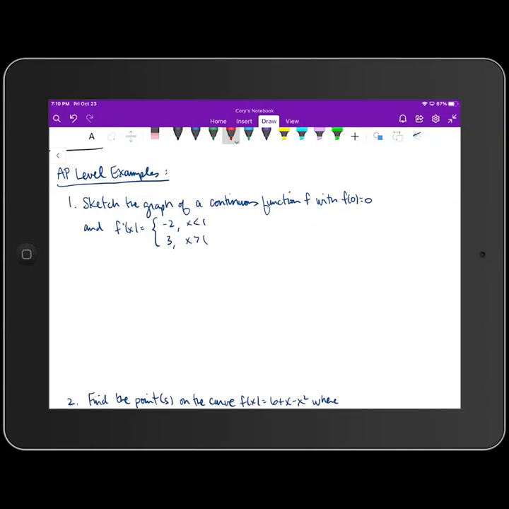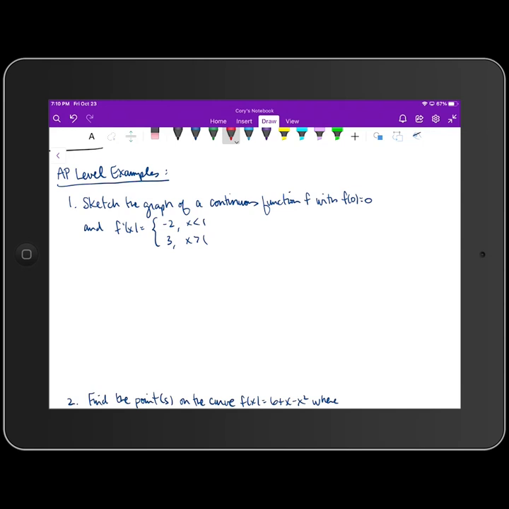Okay, so let's move on to part 3 of our video. We're going to do some AP style problems involving taking derivatives and tangent lines. The directions for the first one ask us to sketch the graph of a continuous function f with f of 0 equal to 0 and f prime of x defined as -2 when x is less than 1 and 3 when x is greater than 1.